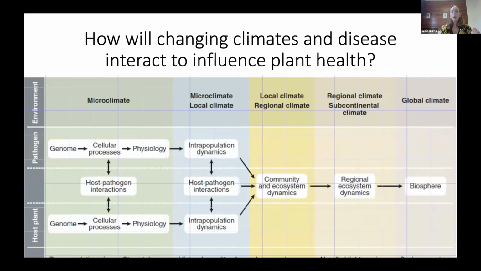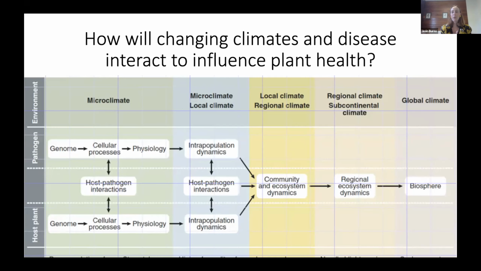So you may already know that climate change affects plants and disease interactions at many scales, from the microclimate scale to the macro scale. And there's very strong evidence at the micro scale that, for example, plant physiology responds dramatically to environment and to changing climates. For example, many plants are very good at closing their stomata, the pores on their leaves, when they are exposed to drought.